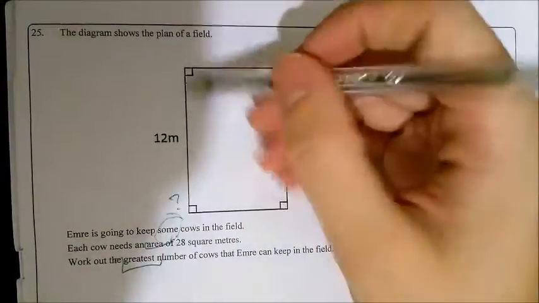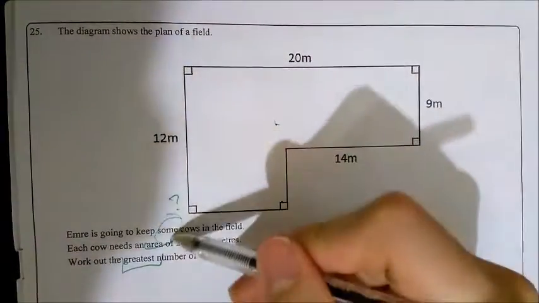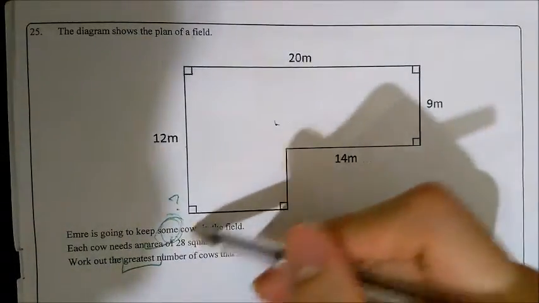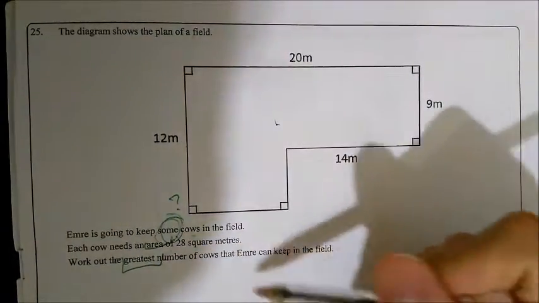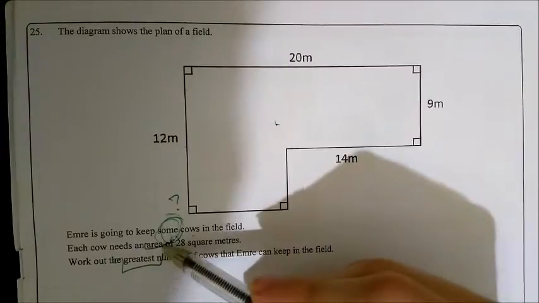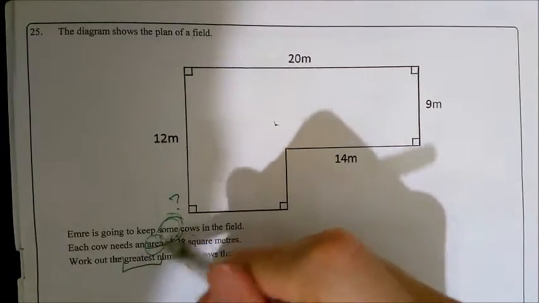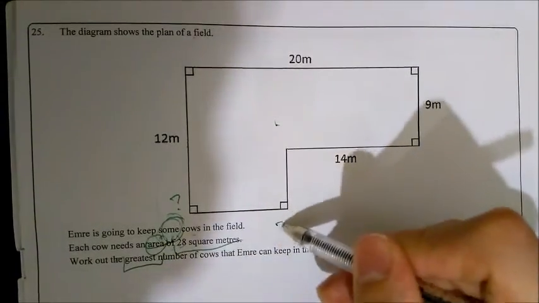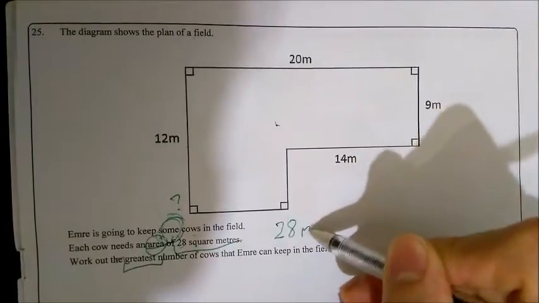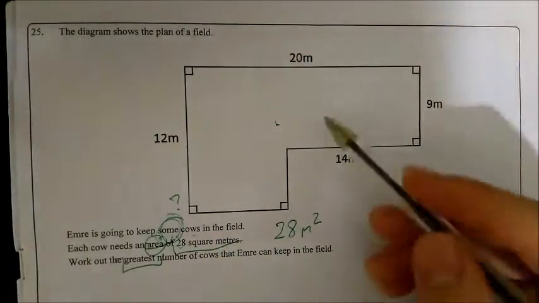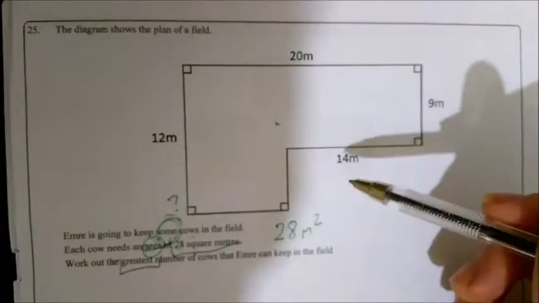I'm not certain what to do, but I know this is the field. I know there's something to do with the cows because it says some cows, often a good sign. I know that each cow needs an area, so it's an area question of 28 square meters. That just means 28 meters squared. And you can see these are already in meters as well.